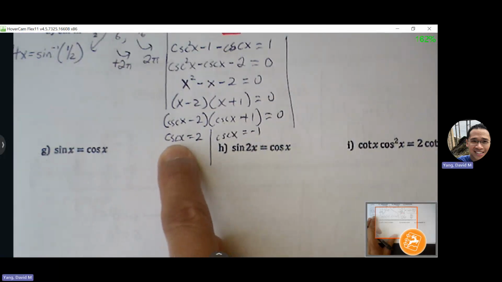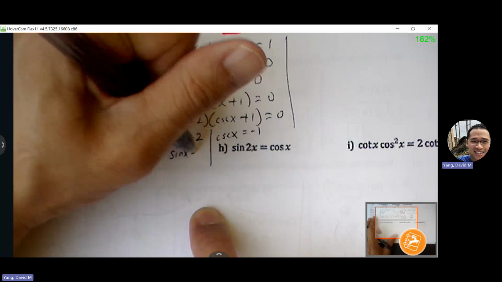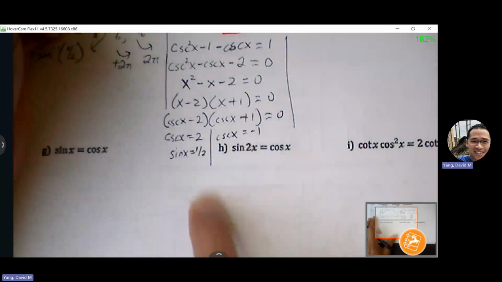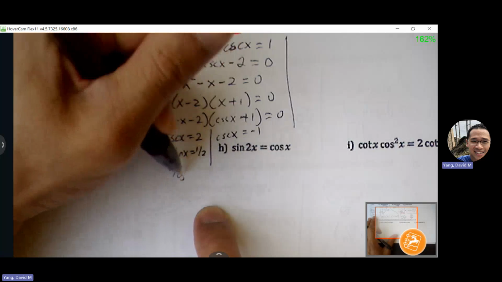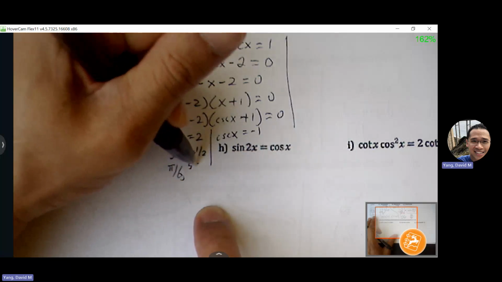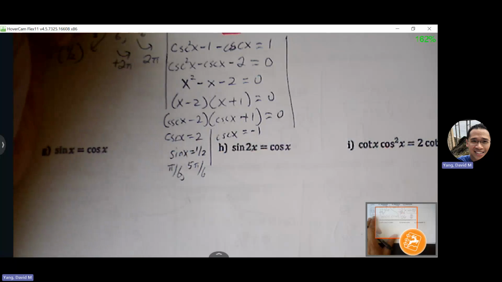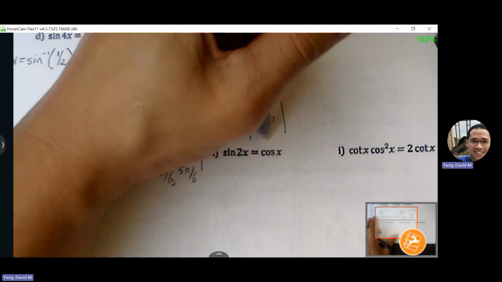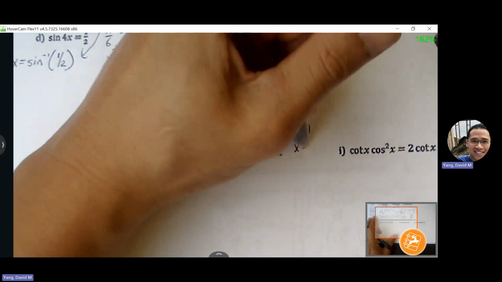I like to think in terms of sine. So this is the same thing as asking sine of x equals 1/2, right? I can flip both sides and make it easier to interpret. So sine of x equals 1/2, that's going to be in that pi over 6 family. So pi over 6 and 5 pi over 6. Cosecant of x equals -1, that's the same thing as flipping both sides and making it sine of x equals -1. And sine of x equals -1 when x equals 3 pi over 2.